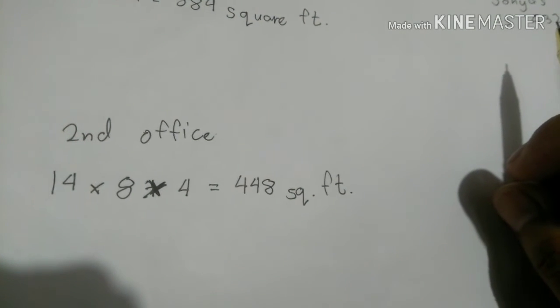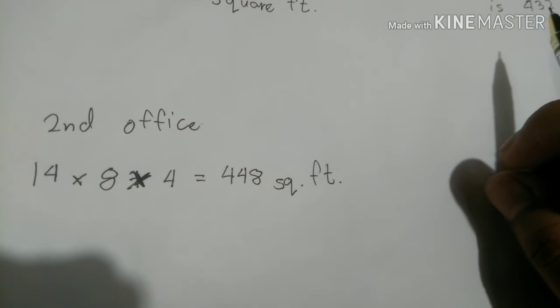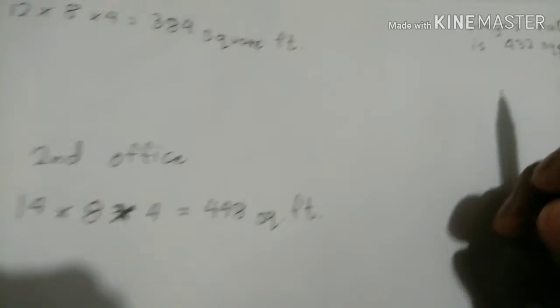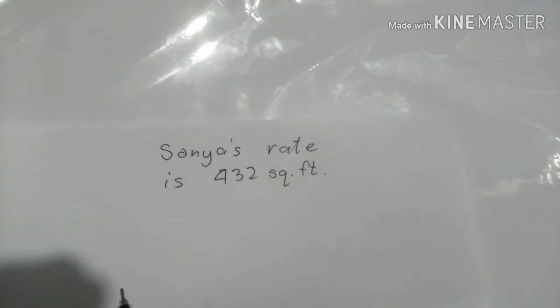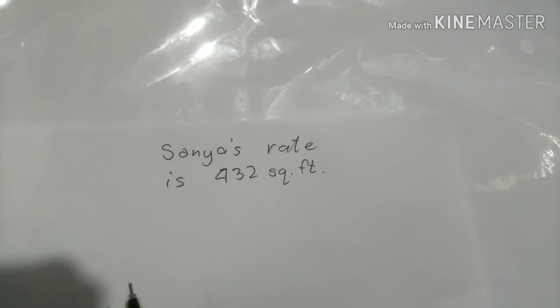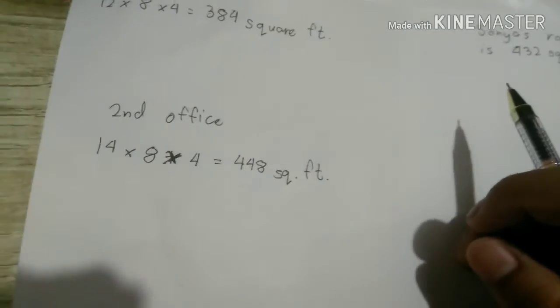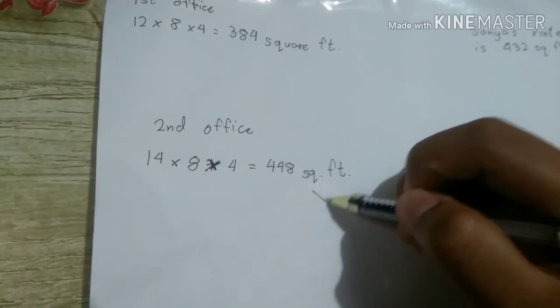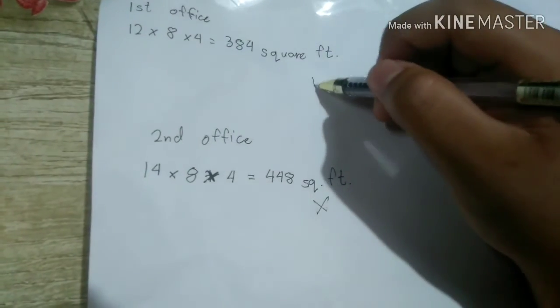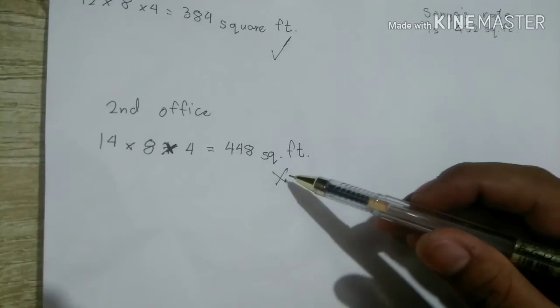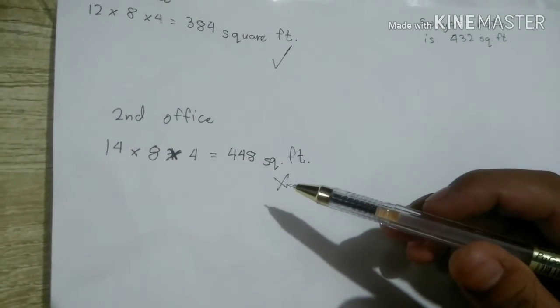So in the second office, Sonia cannot paint it in just 3 hours, because 448 is greater than the 432 square feet she can paint in 3 hours. So Sonia cannot paint the second office in just 3 hours. So that's pretty much it.